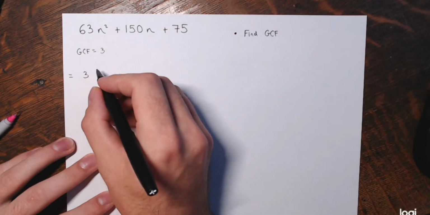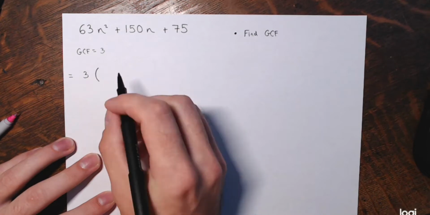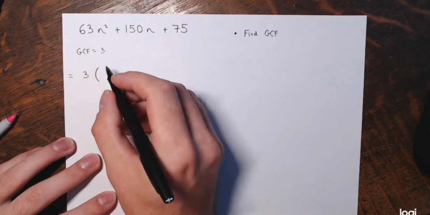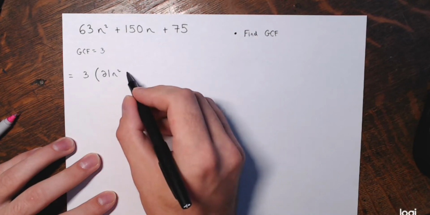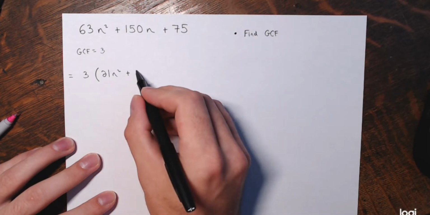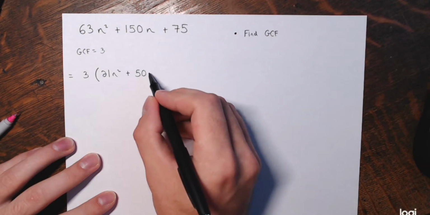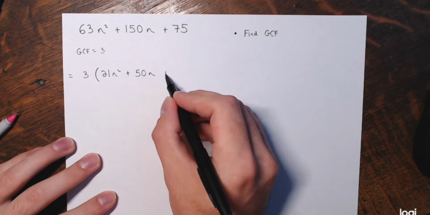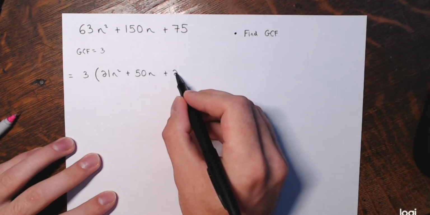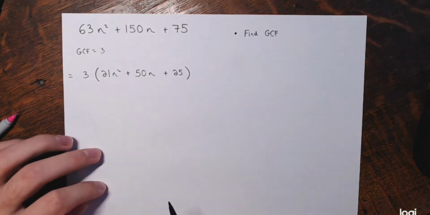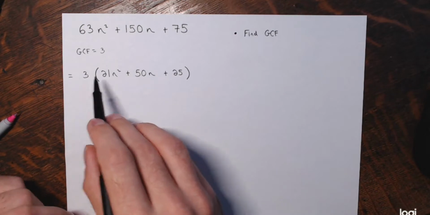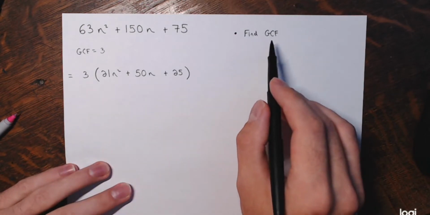So if I pull out 3, we have 3 times, now 3 times 21 would be 63, so this gives me 21n squared, plus, and then 3 times 50 would be 150, so 50n, plus, and 3 times 25 is 75, so plus 25 there. Okay, so the first thing is pull out the GCF.